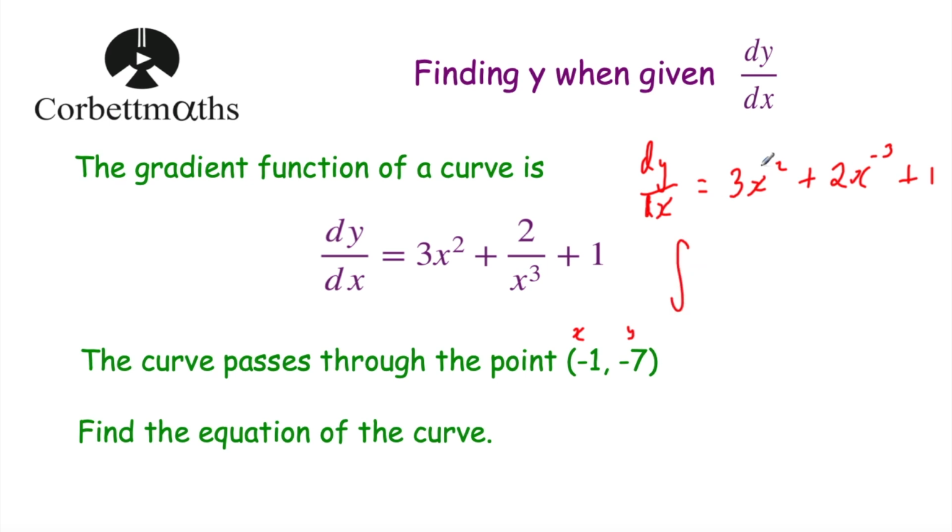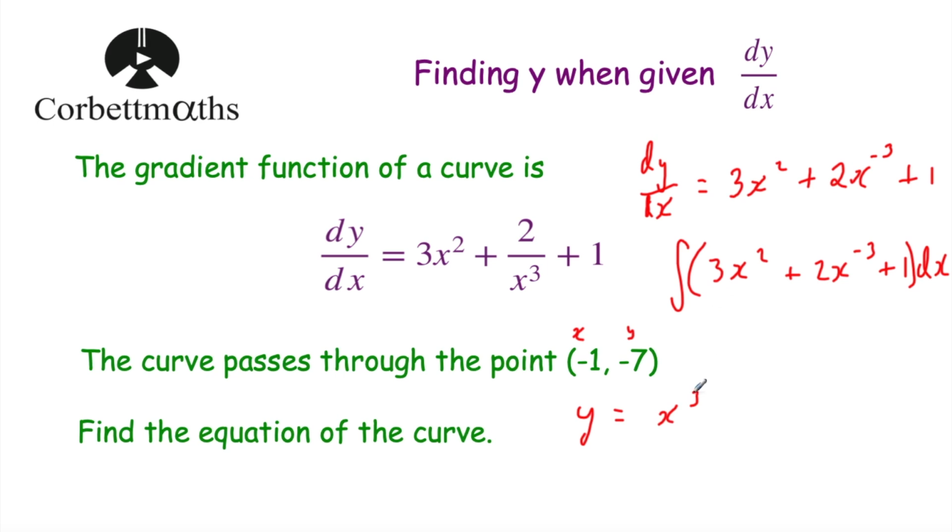So let's integrate 3x squared plus 2x to the power of -3 plus 1 with respect to x. And we can put our brackets in there. Okay, and to integrate this, we just integrate each of the terms separately. So let's do that. And when we integrate this, it'll then be called y. So y is equal to, so let's increase the power of x by 1, so that'll be x cubed. And then we're going to divide this coefficient by the new power.